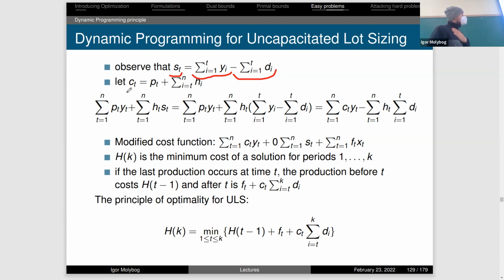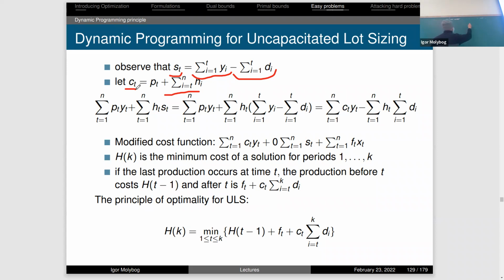Okay, so let us put CT equal to PT plus the summation over all I from T to N of HI. This is just a reminder that PT is the cost of production and HI is the cost of storage. CT is in fact the price that we would need to pay per unit of flow in the very last time step if we were to produce the items for the last time step in the period T. Does that make any sense?